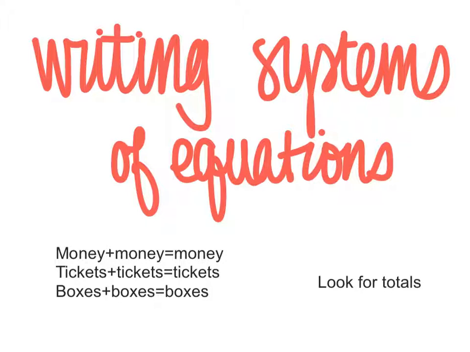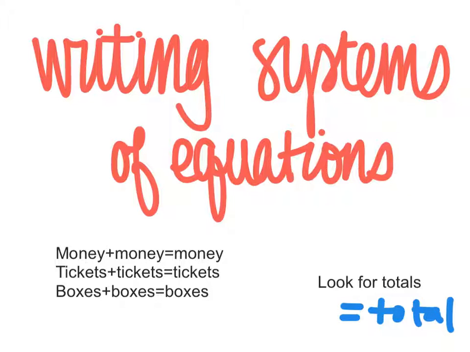When you're writing systems of equations, there's a couple of things you need to remember. One of the things you need to remember is you always need to look for totals, like a total number of items or a total number of money that was spent, because when you find a total, you know that something is going to equal that total, whatever that total is.